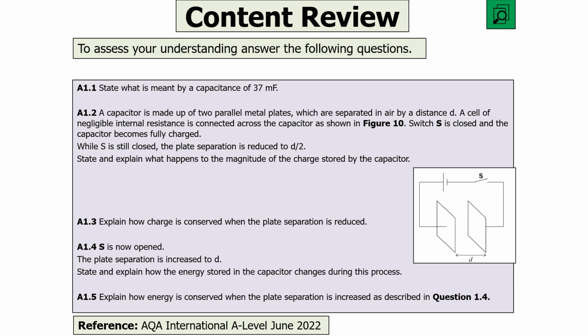State and explain what happens to the magnitude of charge stored by the capacitor. Explain how the charge is conserved when the plate separation is reduced. S is now open, so the plate separation is increased to d. State and explain how the energy stored in the capacitor changes during this process. Then explain how energy is conserved when the plate separation is increased as described previously.